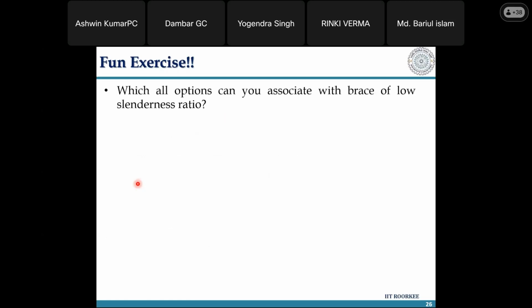The next question is which options can you associate with a brace of low slenderness ratio? I'll move slowly. I'll read it and you think about what you can associate with a brace of low slenderness ratio, right? A brace of low slenderness ratio is the one which dissipates more energy.